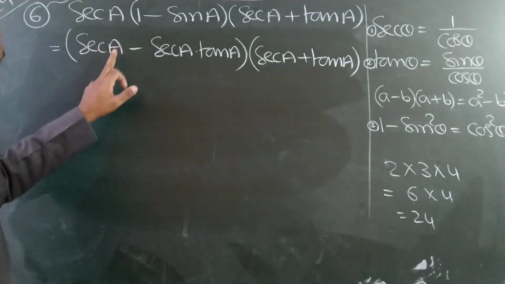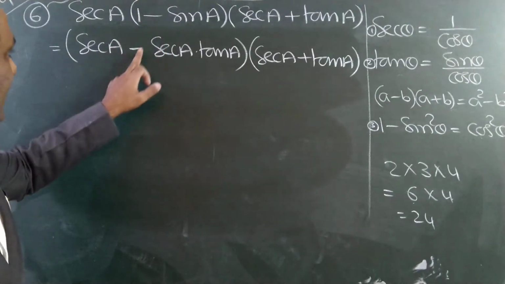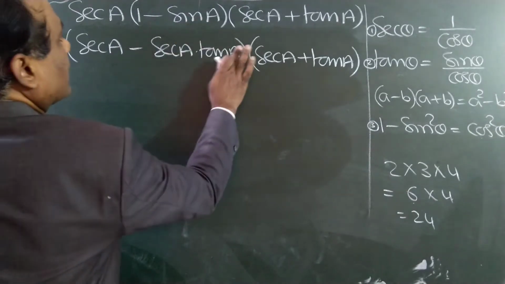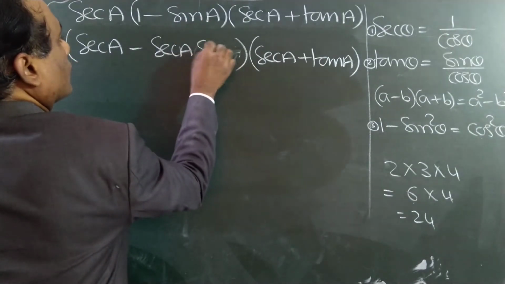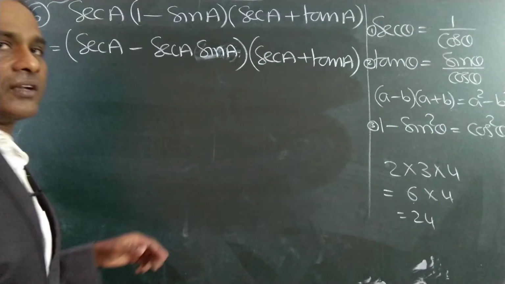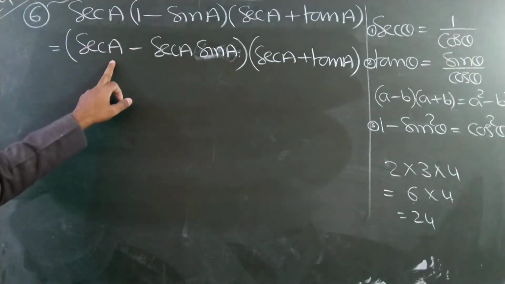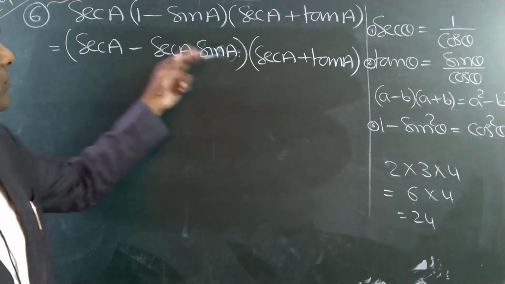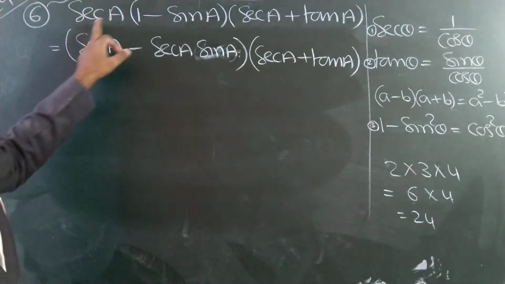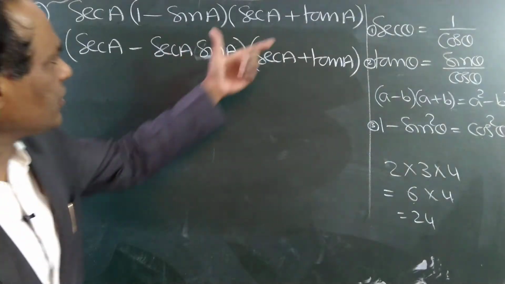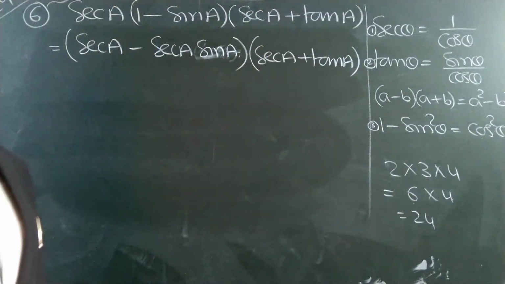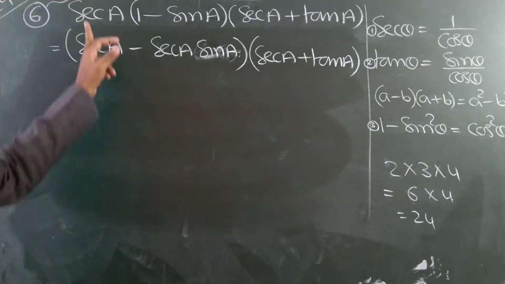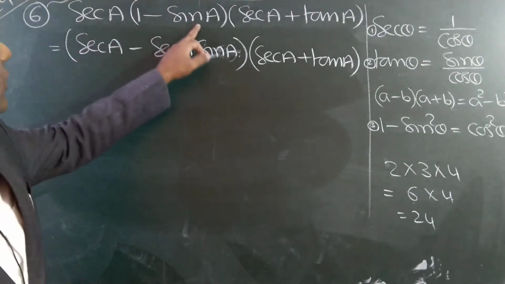First I will multiply the first two. Secant into 1, secant, minus secant into sine, secant A sine A. Secant A into 1 is secant A, minus secant A into sine A. First I just multiplied. I did not use any formula, just multiplication.